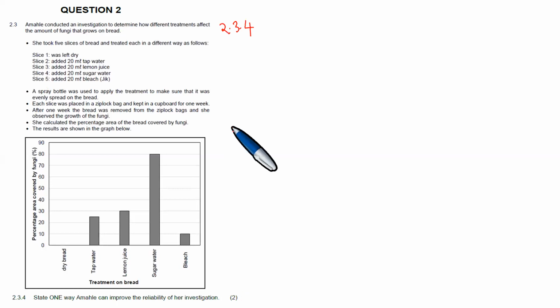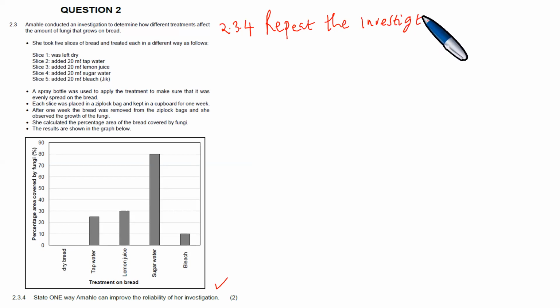Okay, Amahle needs to do the following. To increase the reliability of the investigation, you need to repeat and make observations. So you need to repeat the investigation. After you have done an investigation in science, you need to make sure that you repeat it, because if you repeat the investigation, you increase the reliability. Now you want to see if the results will be the same or not, and they were not subjected to anything else that influenced the outcomes.